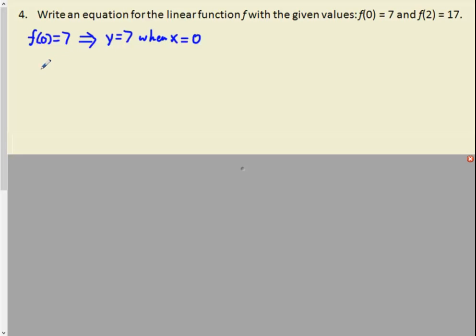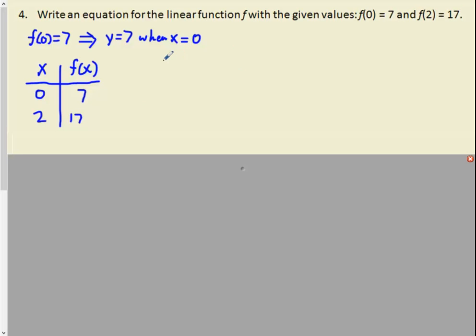If you want, you could make a little table here where you have x, and then f of x, which is the same thing as y. When x is 0, f of x is 7. When x is 2, f of x is 17.